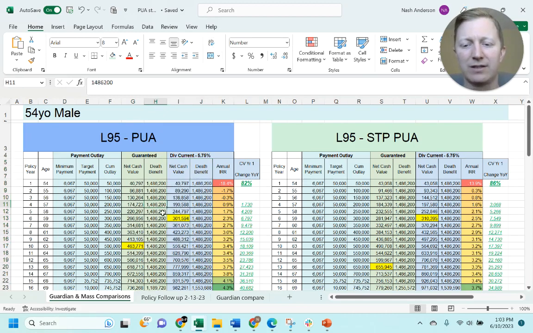So this is a standard 1090 long-term fund L95 policy. 50,000 in, about 82% coming back to cash value. That percentage will vary a little bit based on age and health rating, but about 82% coming back to cash value, or $40,797 here in this example. And then you see the growth here, and it breaks even in year six. No fancy bells and whistles to this policy, just a flat fund, 1090 Guardian L95.